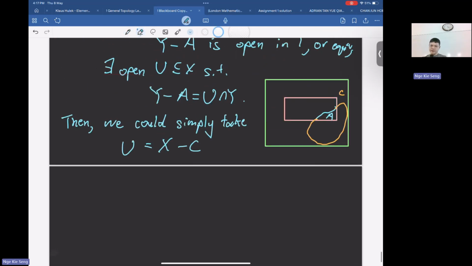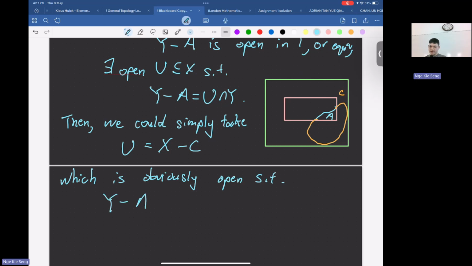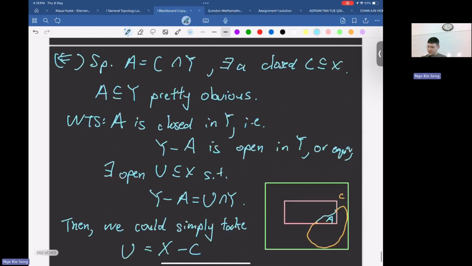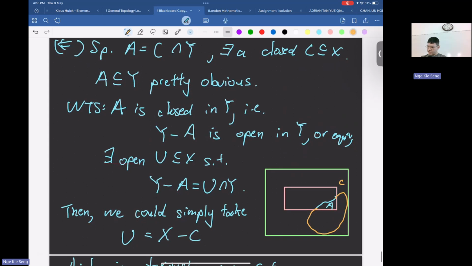So simply take X minus C, which is obviously open. Now we need to check whether Y minus A is equal to X minus C intersect Y. Is it true? Again, what do we know about A as an intersection? We just know that A equals C intersect Y.